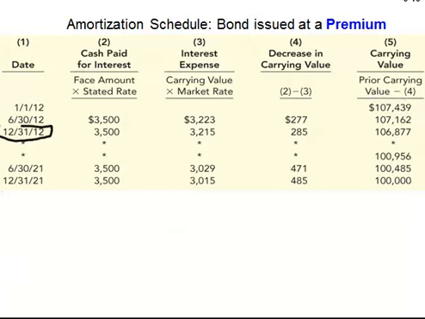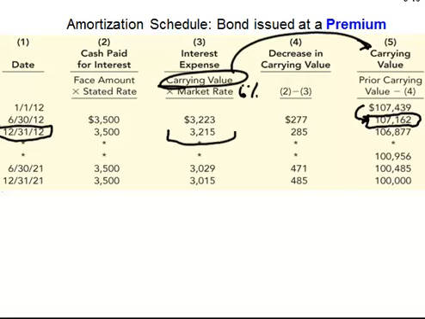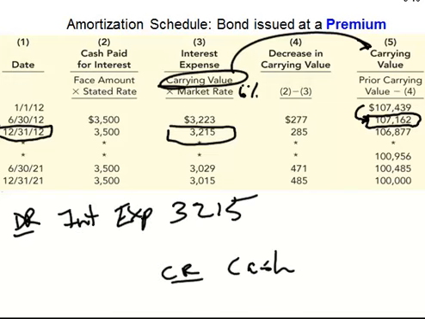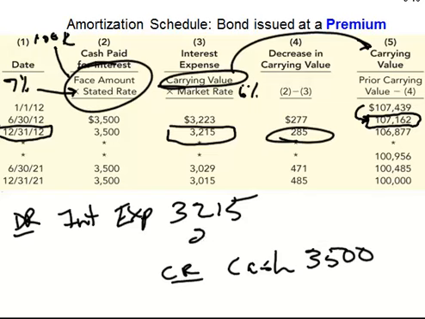At December 31st, our second semi-annual interest payment, we will simply repeat these steps, noticing that our carrying value has now changed. It is decreased from the issue price and is now only 107,162. Taking that carrying value, multiplying it by the 6% market rate, yields an interest expense of 3,215. Our credit to cash does not change because the face amount is fixed at 100,000 and the stated rate is fixed at 7%. Again, we have a difference, and it is recorded as a debit to decrease our bond payable.